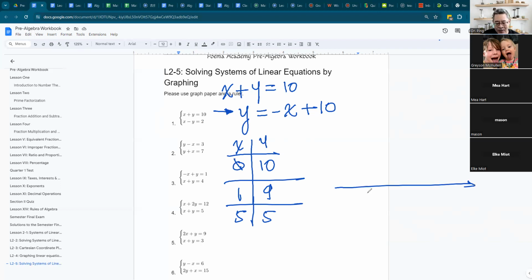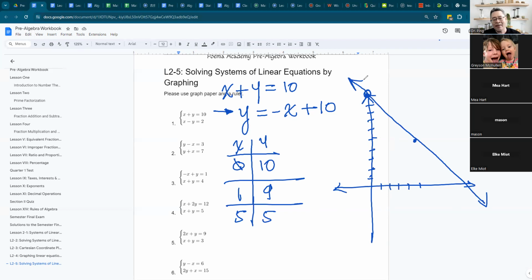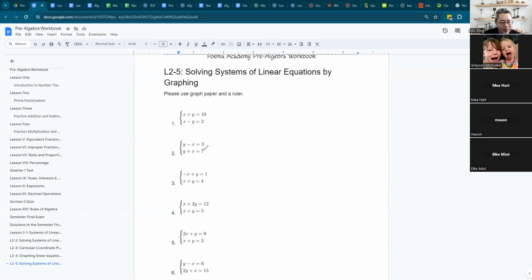Once you have 2 points, we just connect them with a ruler. 1, 2, 3, 4, 5, 6, 7, 8, 9, 10. We got here. Then I got 5, 5. 1, 2, 3, 4, 5 will be right here. So we got a line like that. Good. Ah, okay. So that's how we're graphing it. Okay, thank you. All right, so I'll let you work on number 2. Okay.